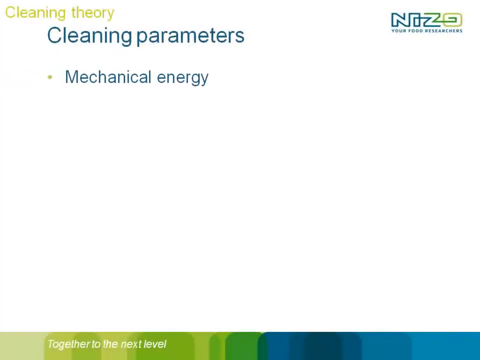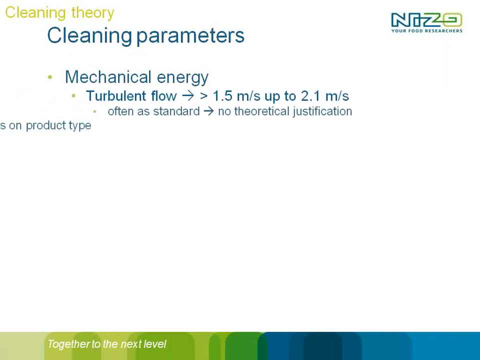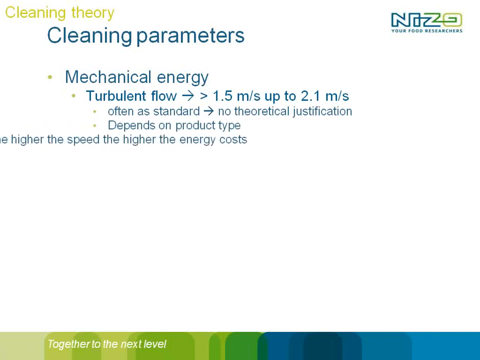Mechanical energy is the third parameter of cleaning. The rule of thumb is that you need turbulent flow, and in closed systems that means a speed of more than 1.5 meters per second. Although there's no real theoretical justification, a maximum of 2.1 meters per second is set. If you go too high you can do that, but it means higher energy costs. So stay between 1.5 and 2.1, and then you're on the right side.